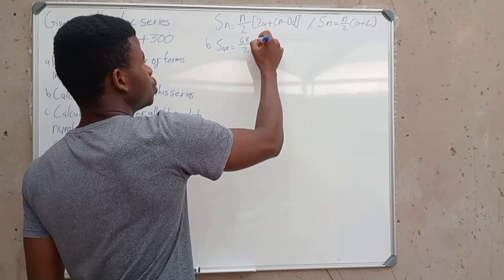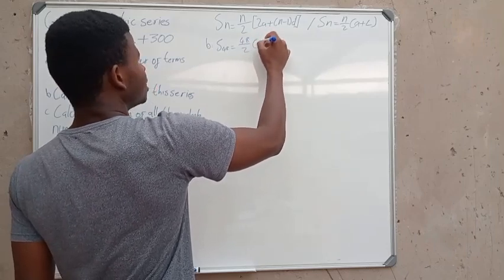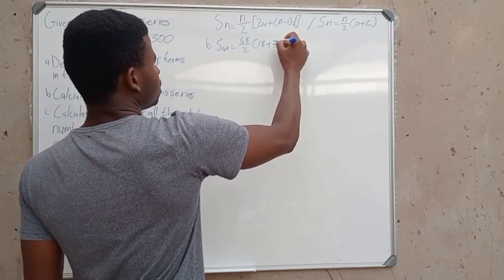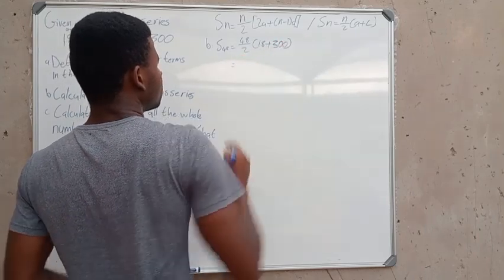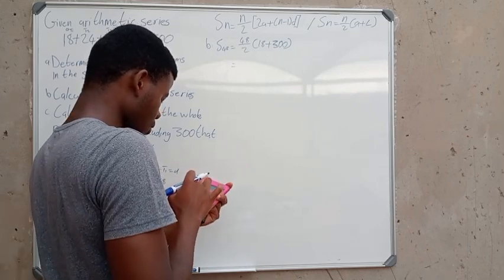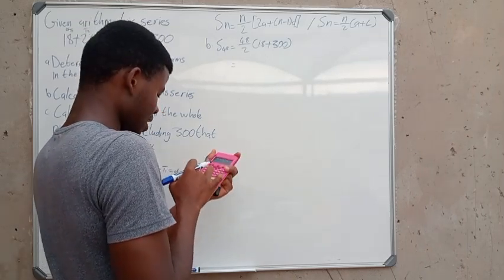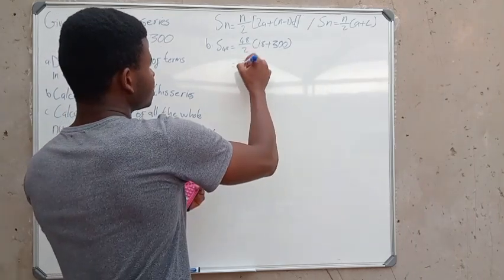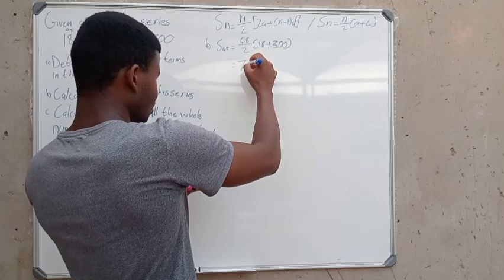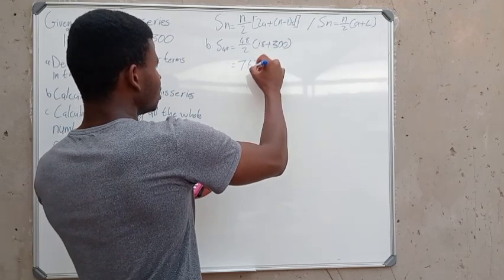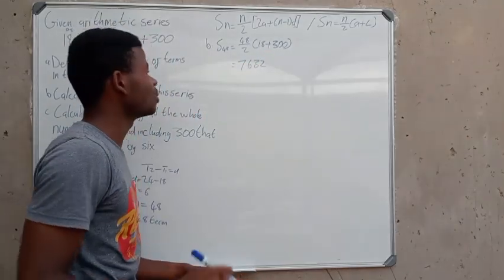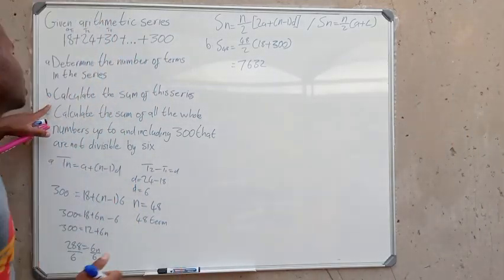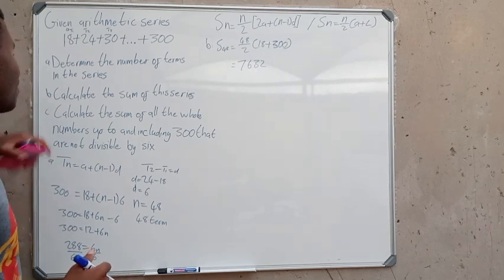48 over 2, and our a is 18, plus 300, close bracket. Then we get 48 over 2 times (18 plus 300), and we get 7,632. Hey, I almost became a calculator there. So now we are done with this question right here.